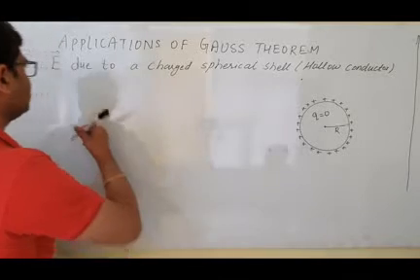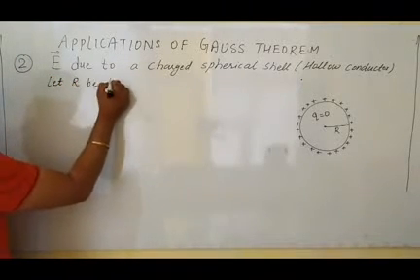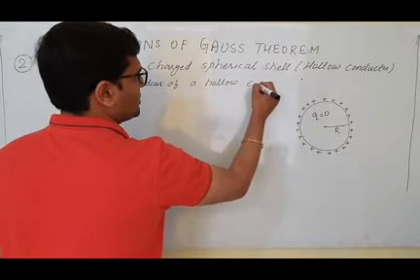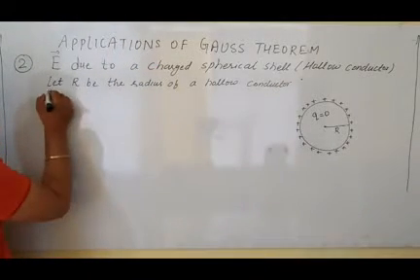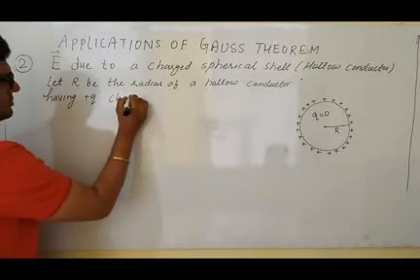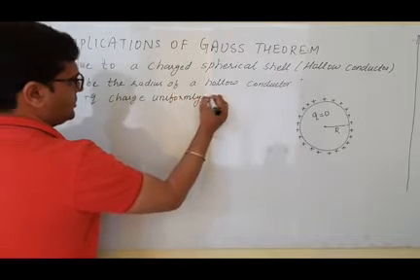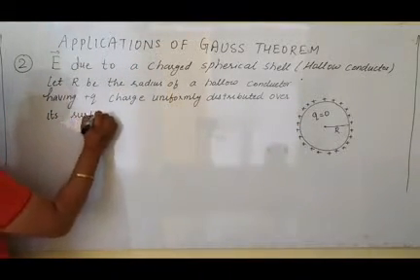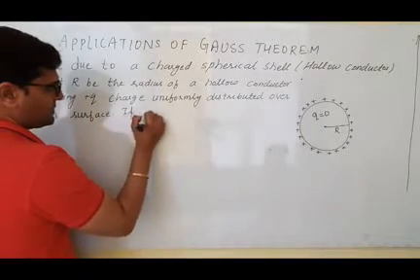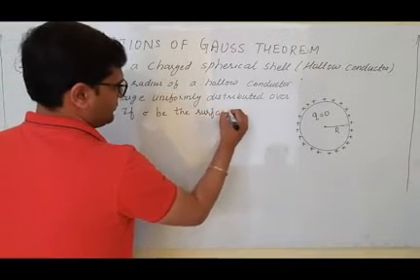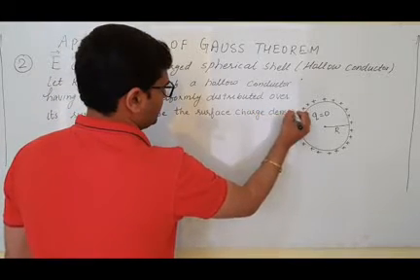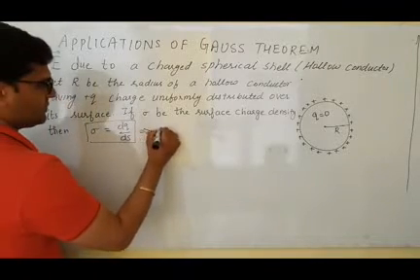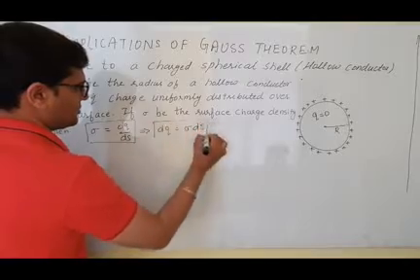So let R be the radius of a hollow conductor having plus Q charge uniformly distributed over its surface. If sigma be the surface charge density, then sigma is equal to dq by ds, and from this equation we can get dq equals sigma into ds.